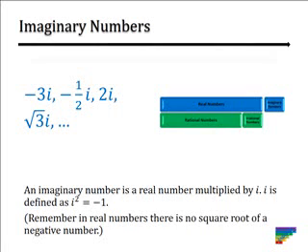Imaginary numbers. Well, imaginary numbers are not real. Basically, you get an imaginary number when you try to take the square root of a negative number. Imaginary numbers are written with an i, like negative 3i, 2i, and so on.